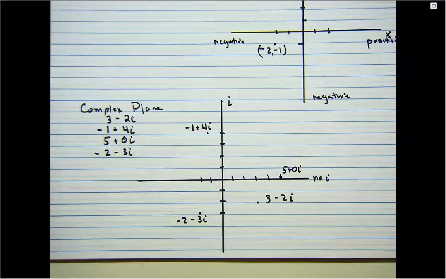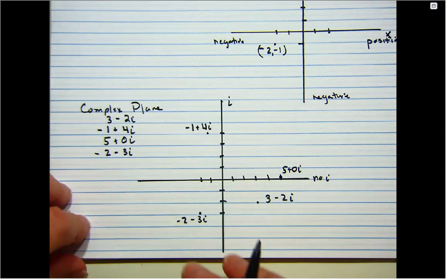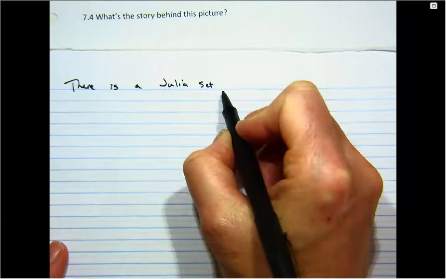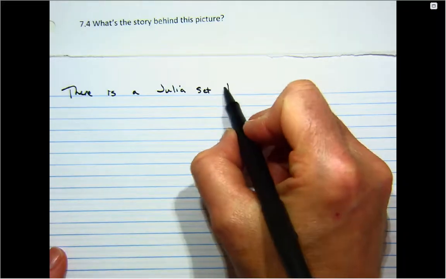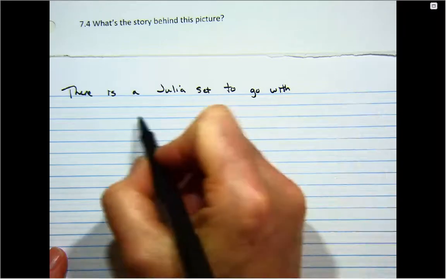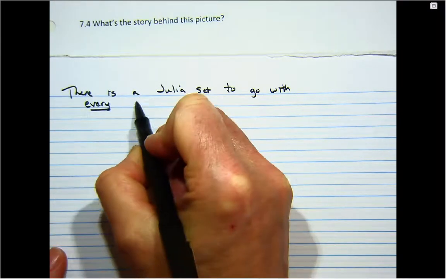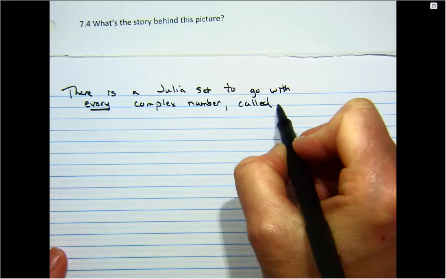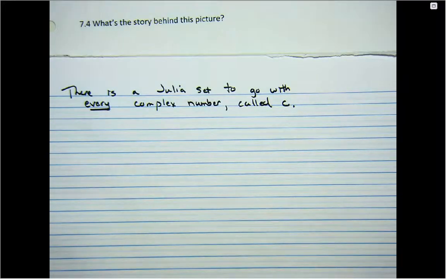Okay, so all of our points in the complex plane have a Julia set associated with them. There is a Julia set to go with every complex number. So each of these complex numbers we'll call C. Okay, so 2 plus 3i would be one complex number, C. 5 minus 2i would be another complex number called C. So there's a Julia set to go with every one of these complex numbers.